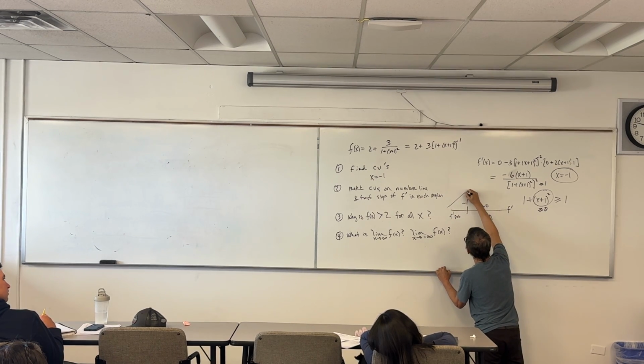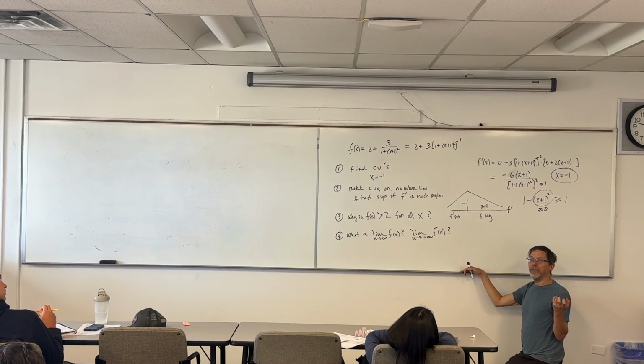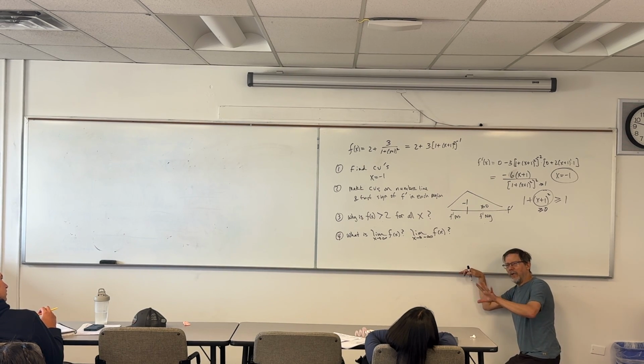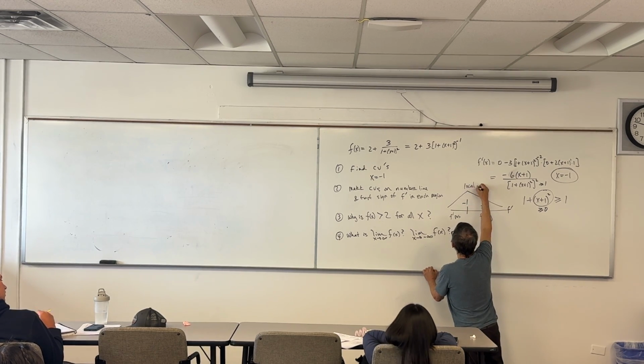That means I'm increasing and then decreasing. So I have a what at x equals -1? A local min. And then we have to ask ourselves, is there any way it could be higher? So we definitely have a local minimum at x equals -1.